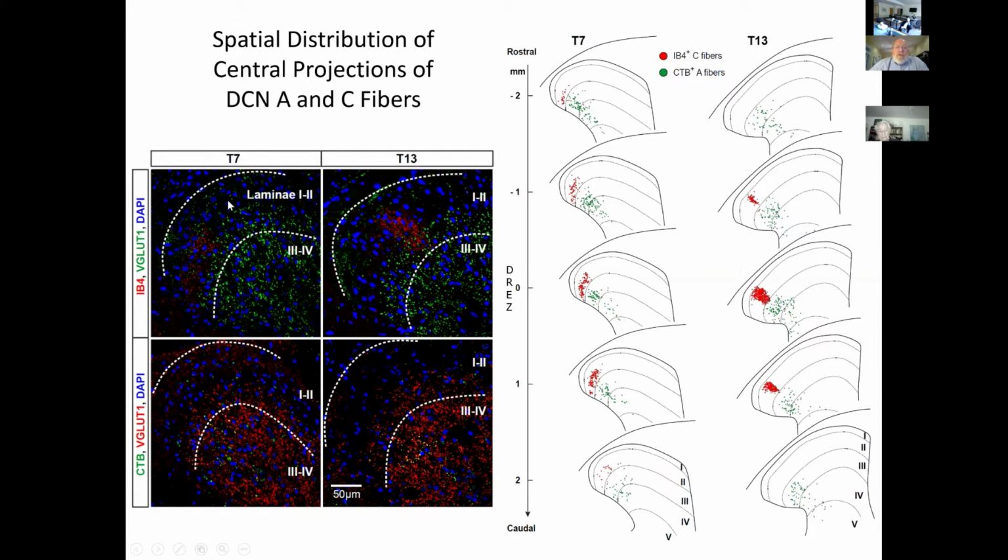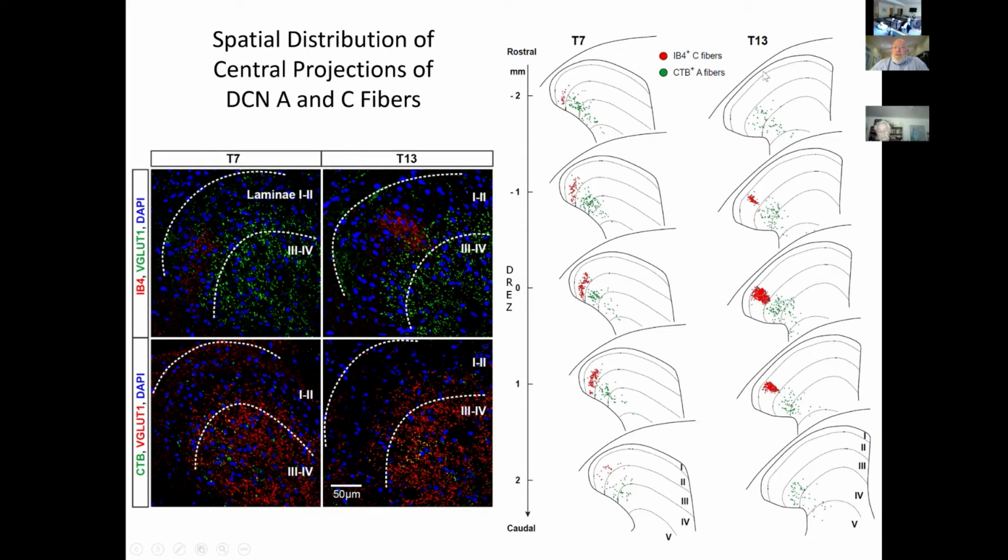And what you can see over here is where they project, the C fibers here at T7 and then at T13, and then also the CTB, where they project more deeply. If we erase all the other cells and just show you where these terminals are, you can see above and below the dorsal root entry zone at T7, there's relatively superficial projections of the C fibers in red and deeper projections of the A fibers.